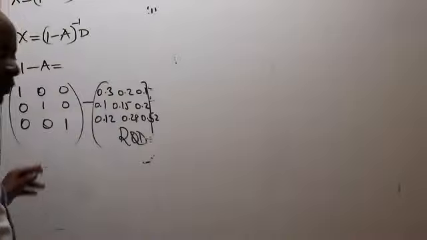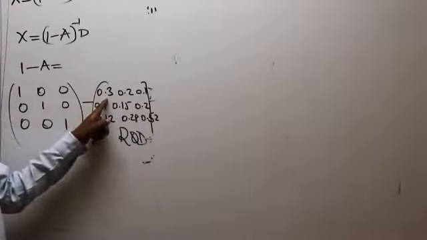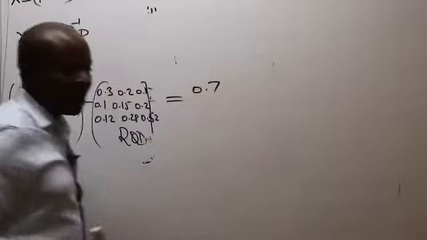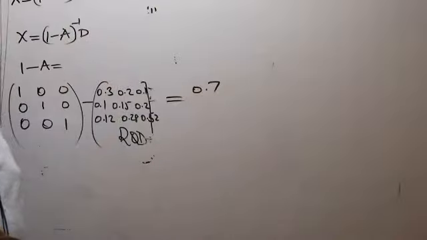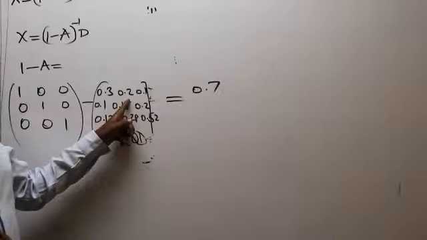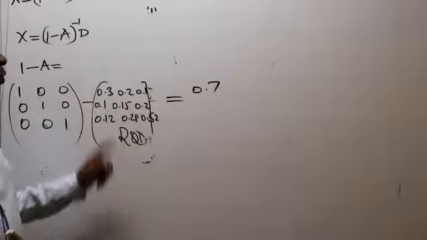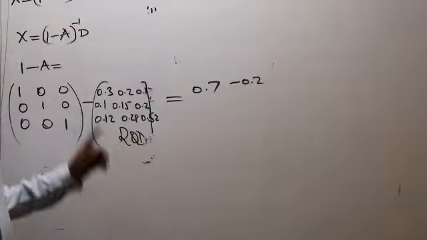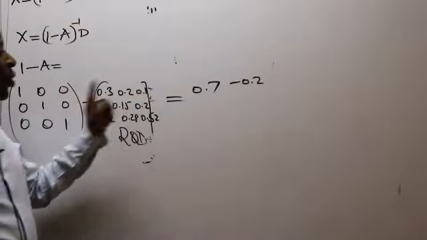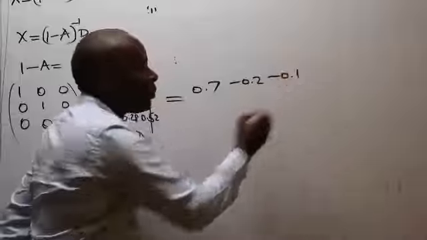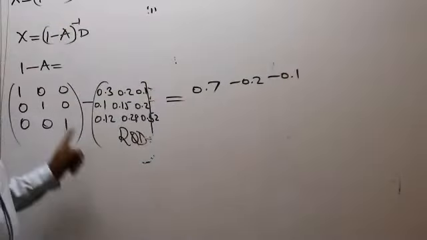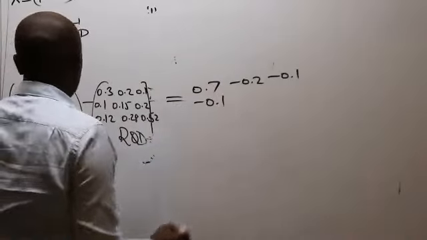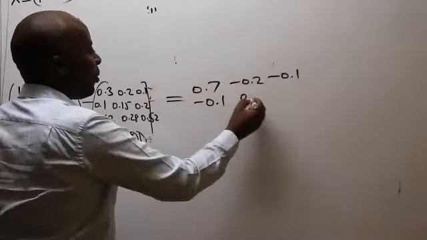So the first figure will be 1 minus 0.3. 1 minus 0.3 gives me what figure? Somebody? 0.7. And then we have 0 minus the second figure, this gives me minus 0.2. And then the third one, which is 0 minus 0.1, gives me minus 0.1. Then we go to the second row. The first one will be minus 0.1. The middle one will be 0.85.